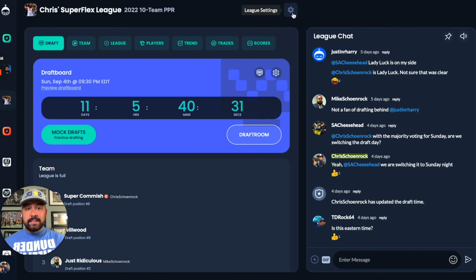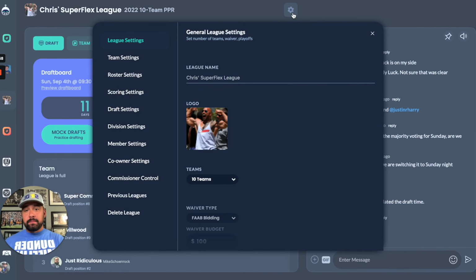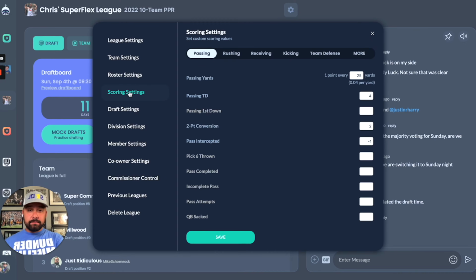So you click on the league settings here, and it pops up here on Sleeper, and I'm going to just go down to scoring settings. Now, why is scoring settings so important? Because you need to know how the scoring is for receivers. PPR, points per reception, all right, is that full or half point? So you go to the scoring settings. Let's go to receiving.